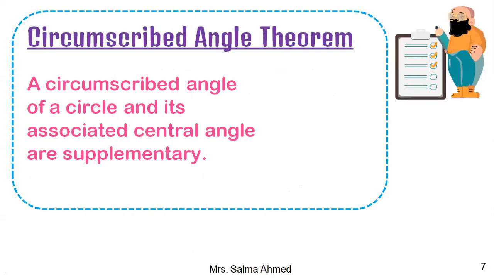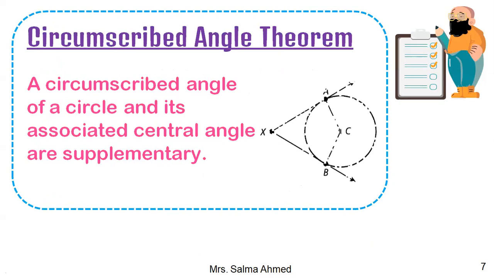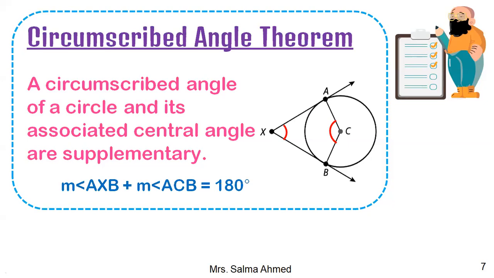What is the circumscribed angle theorem? A circumscribed angle of a circle and its associated central angle are supplementary. So here I have these two rays. They are tangent to circle C at A and B. So the theorem is saying that angle AXB and angle ACB are supplementary. So both of these two angles, which are opposite to each other, equal 180. So measure of angle AXB plus measure of angle ACB equals 180. This is the circumscribed angle theorem.